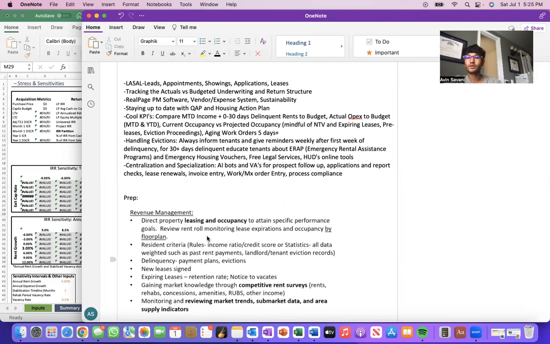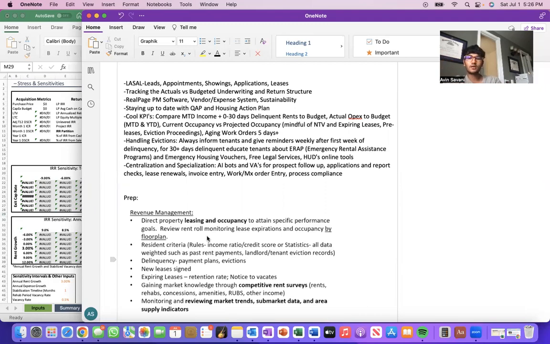So comparing month-to-date income plus 0 to 30 days delinquent rents to the budget is a pretty unique KPI to look at. Basically it's tracking, if there are 0 to 30 days delinquent rents, are we over or under budget for that month? And if there is some wiggle room there, or let's say we generated good collections, most of our gross potential rents, and there's minimal delinquency at the property, I think that's a better sign to look at. But basically it's just comparing the collections that you have, subtracting out the delinquency, and seeing if you're over or under your GPR for that month.